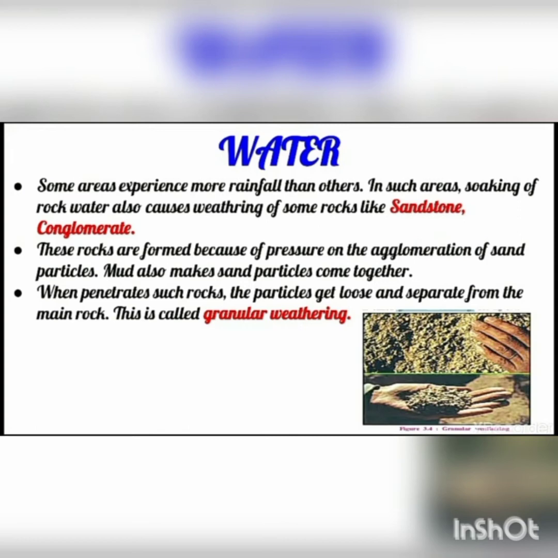These rocks are formed because of the pressure on the agglomeration of the sand particles. Agglomeration means collection, like a mass, a large collection of sand particles. Mud also makes sand particles come together. When water penetrates such rocks, the particles get loose and separate from the main rock, and that is called granular weathering. Here you can see a picture of granular weathering.